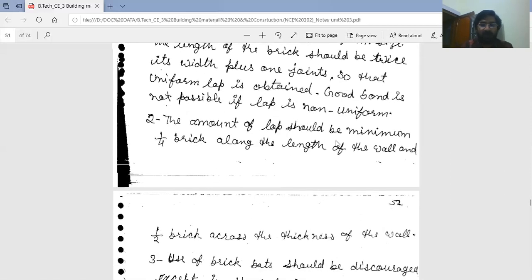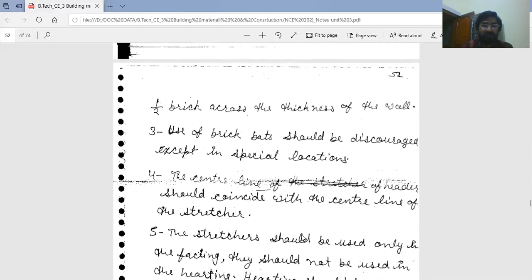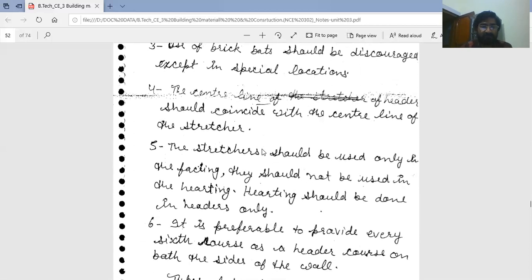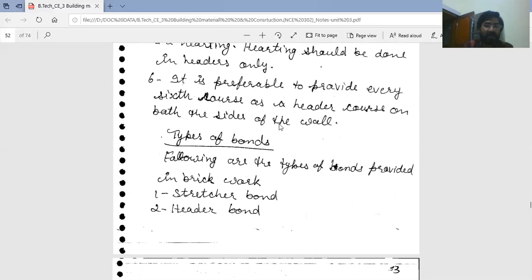The amount of lap should be minimum 1/4 brick along the length of the wall and half brick across the thickness of the wall. Use of brick bats should be discouraged except in special locations, but bats are used. Now, types of bonds. Following are the types of bond provided in brickwork.